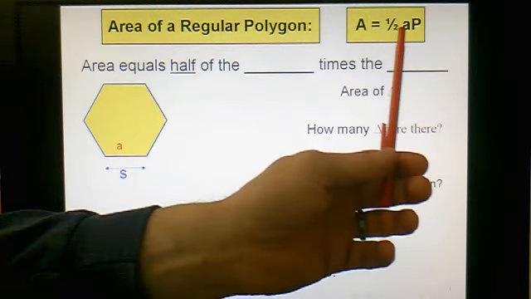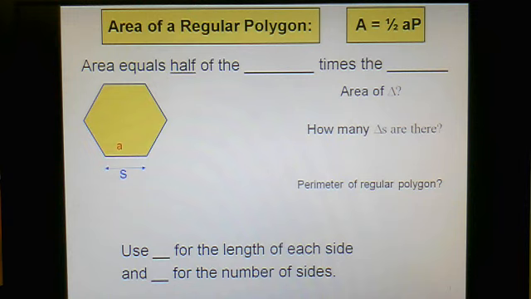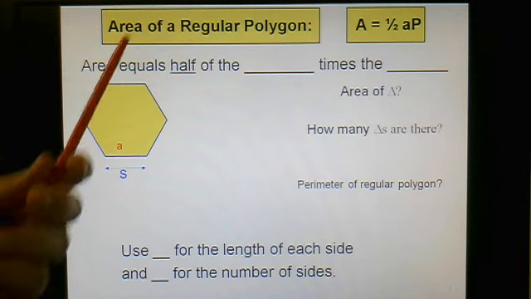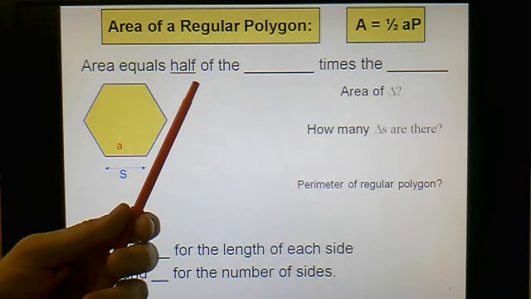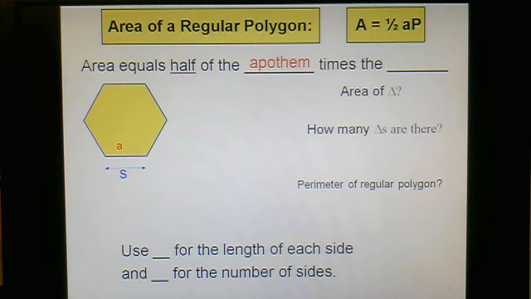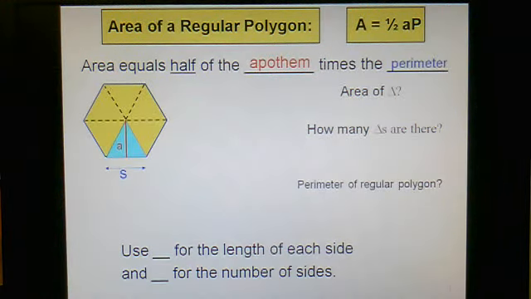Little a is a new one. Little a is that new word you just came up with a few minutes ago, apothem. So in terms of a sentence, this equation is: the area is equal to one-half times the apothem, little a, times capital P, the perimeter.